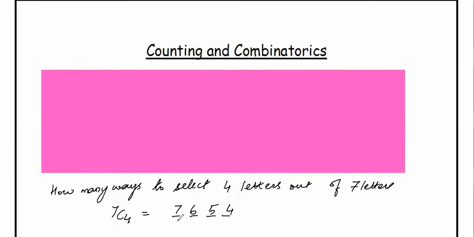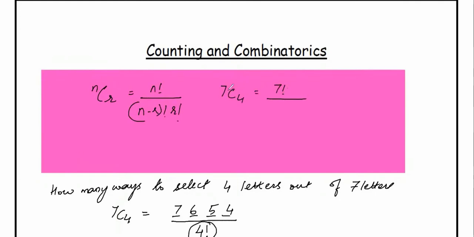Now, the only thing in combination is that if you're using the dash method, you divide by that many factorial, so 4 factorial. This is one extra thing you'll have to remember. Or else simply remember the formula nCr is n factorial over (n minus r) factorial into r factorial. So in our example, 7c4 would be 7 factorial over (7 minus 4) 3 factorial into 4 factorial. They both give you the same answer.